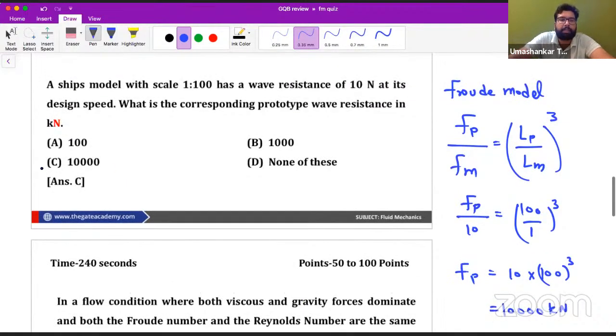So what should be the answer? The answer should be C, that is 10,000 kilonewton. Some of you have made a mistake in this question. Can you tell me what went wrong in this question? Why were some of you unable to do this question? Can you tell me in the chat? Please feel free to chat.